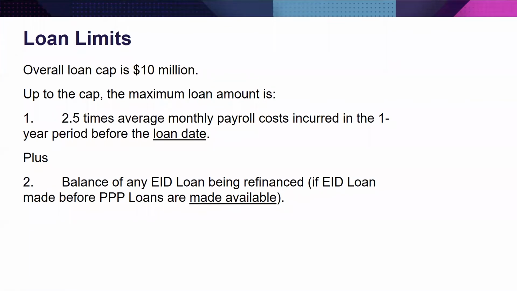That can be refinanced, so it doesn't impact that 2.5 times amount that you're receiving, unless it sort of bumps up against that $10 million cap. But that's generally the rule of thumb. That's what you're entitled to.